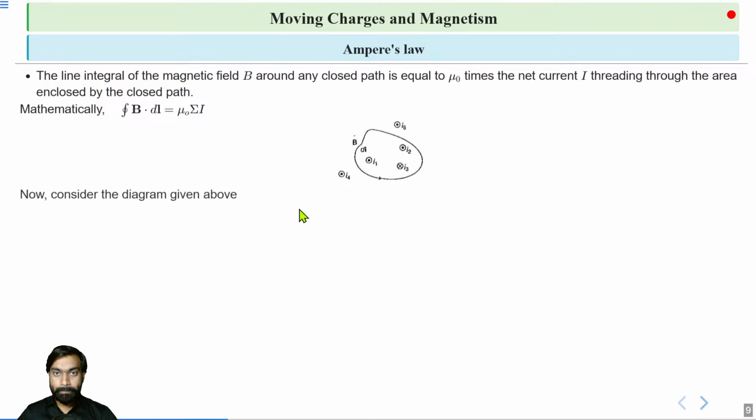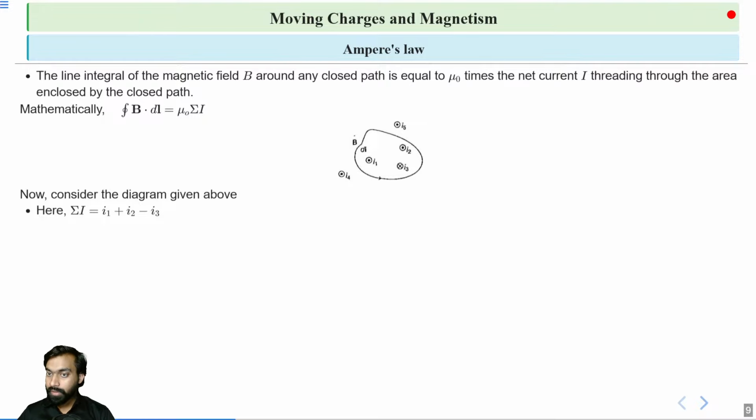Now consider the above diagram. The net current summation I is the algebraic sum of these currents considering their directions. For example, summation I equals I1 plus I2 minus I3. Now here a question arises, and what is that? The question is why some currents are added and some are subtracted in summation I.